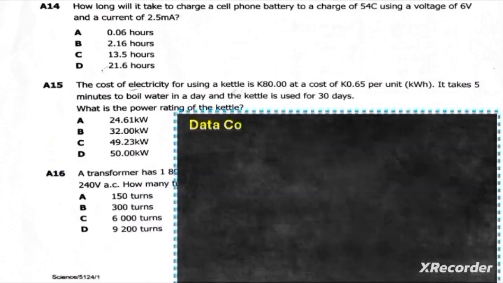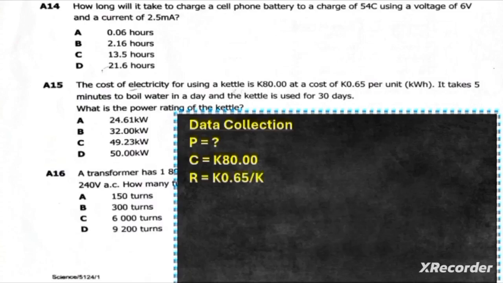Okay, so to solve this question, we are going to come up with the data. We say power is what we are looking for. Then the total cost of electricity is 8 kwacha. Then the rate is 65 ngwe per kilowatt hour. Then the time is 5 minutes times 30 days. We are going to get 150 minutes.